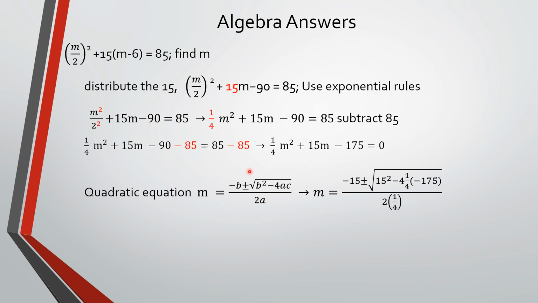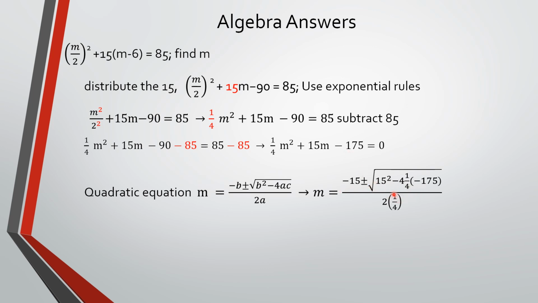Is going to equal this expression. So the b is this coefficient right here, 15. The a is this coefficient, a fourth. Because it's a fraction, it's still a value. If there was nothing here, it would just be 1, and when we're multiplying it, it doesn't change. But if it was a 1 here, we would have to put a 1 here to keep it congruent. And this is going to be negative 175.